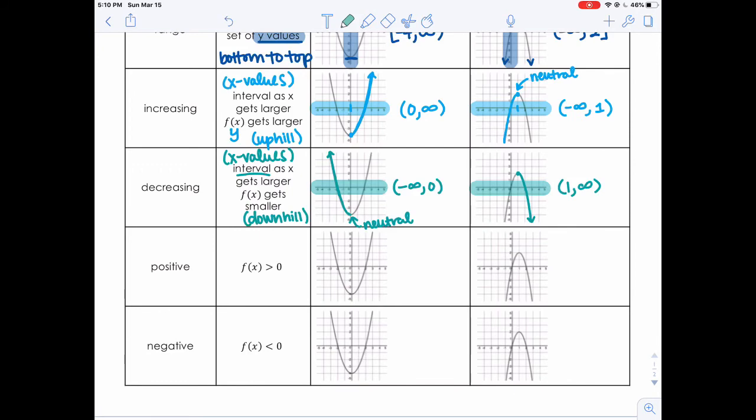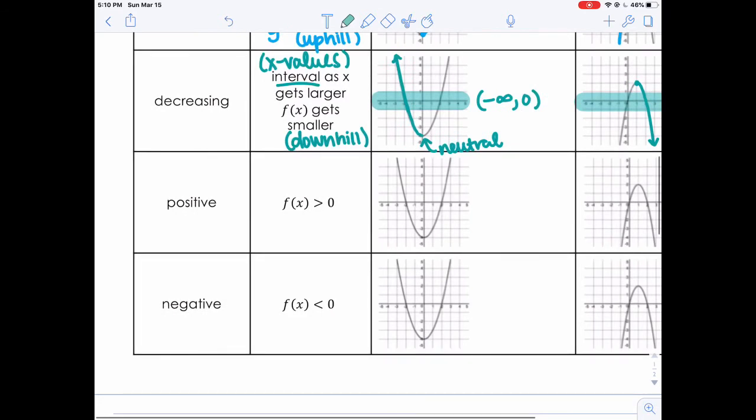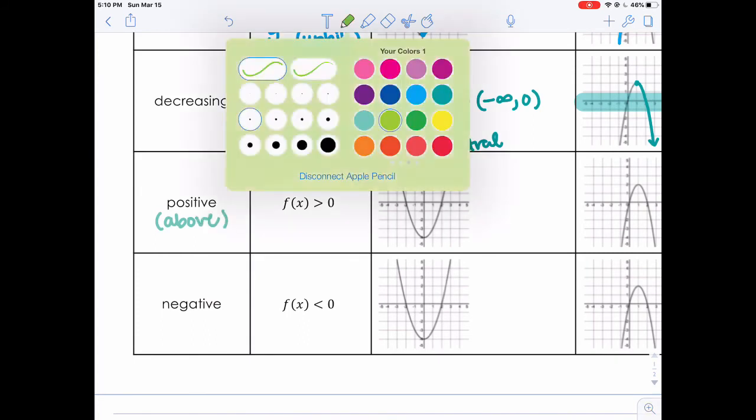Okay, what's a little bit more tricky is positive and negative. These are some that are a little bit more difficult, but what we need to think about is above and below. So for positive, I'm going to relabel it as above. And for negative, I'm going to consider that below.